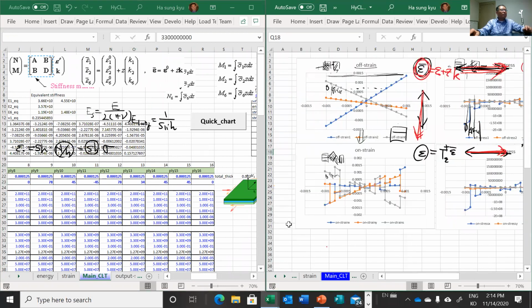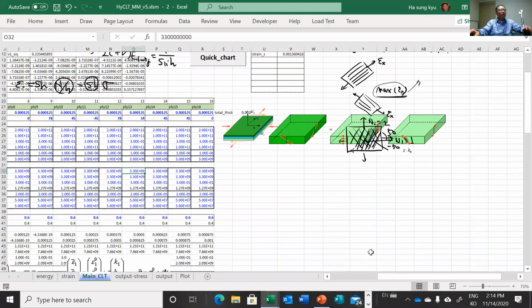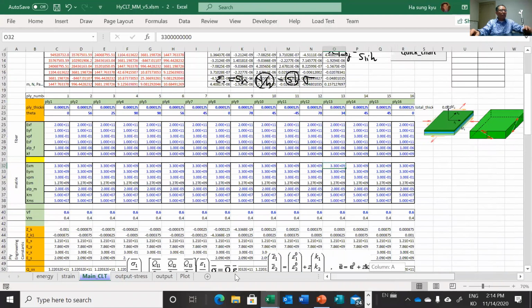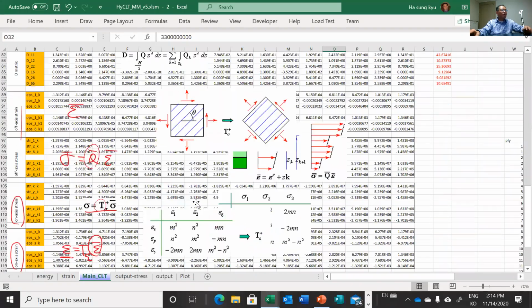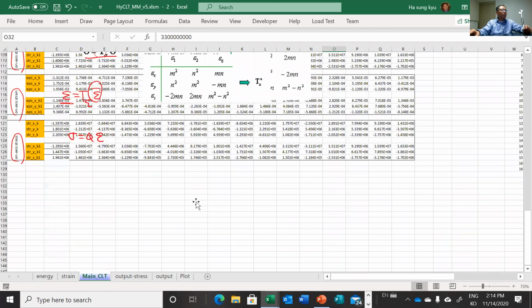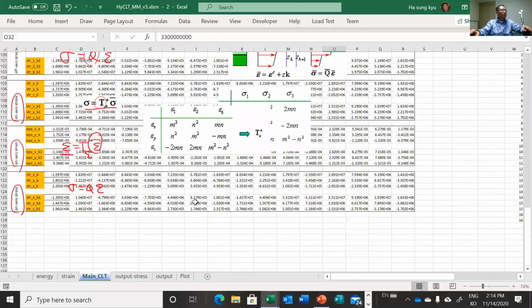And so the next subject, we will cover failure, okay? When will a ply fail, and how do we detect the failure? Failure is very important for the designer. To understand the failure behavior of each ply, then we can design. The next subject is to design. Okay.